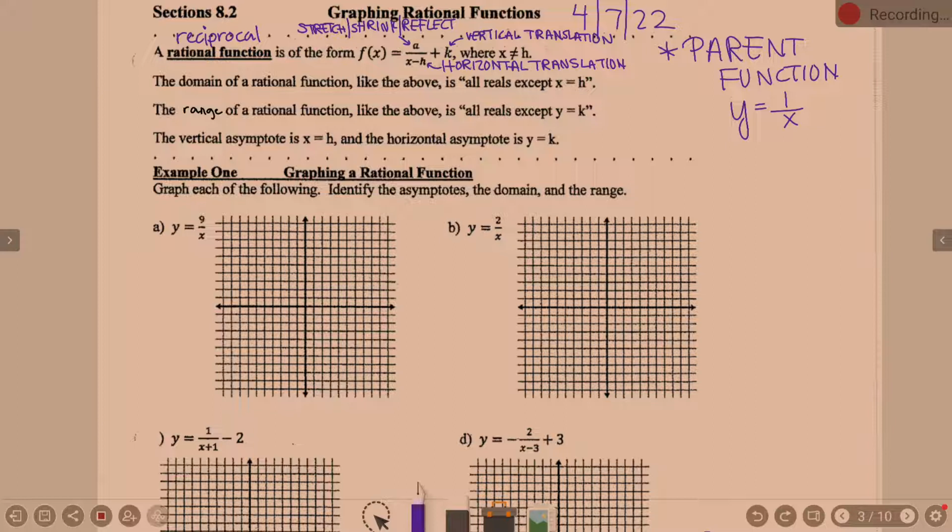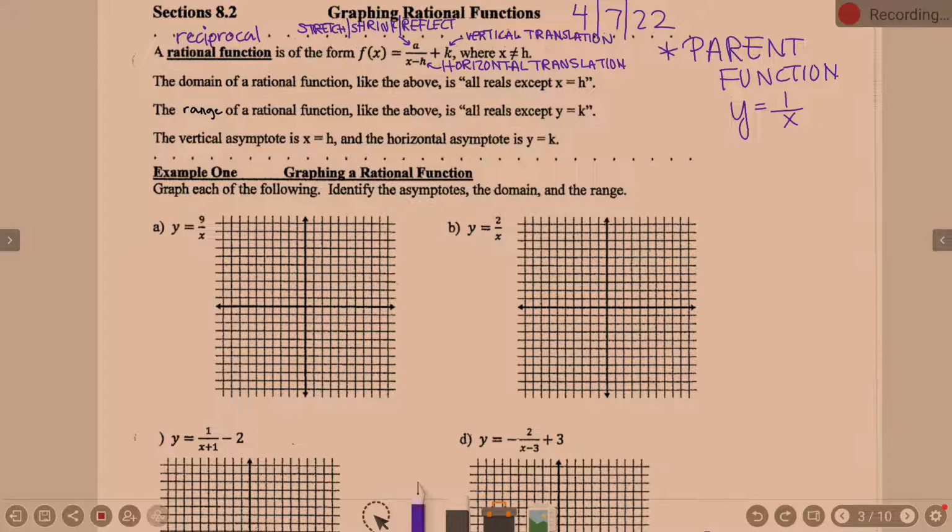Asymptotes. You guys know what I mean by asymptotes at this point, yes? They're invisible lines that your graph will never cross or touch. It runs alongside that line, right? We graphed some yesterday. We're going to graph them today. But those asymptotes are invisible lines your graph will never cross or touch. And that's what we're going to have today.